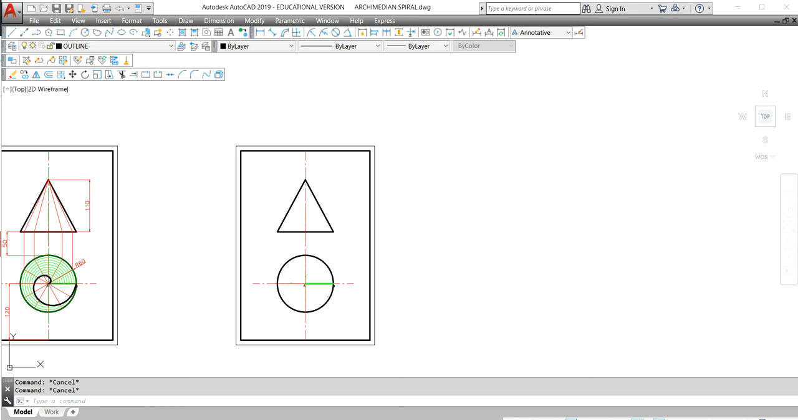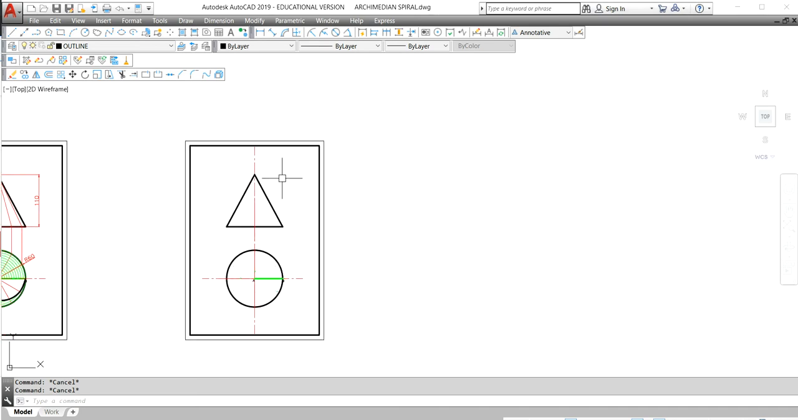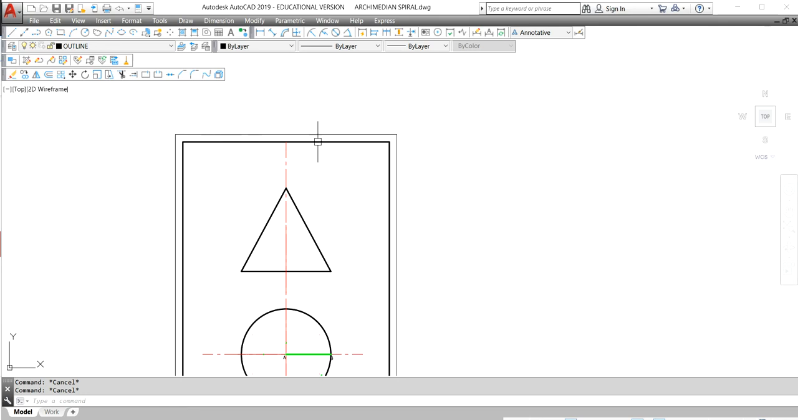Okay, we're gonna do the last part for Archimedean spiral. What I'm gonna do is an application for Archimedean spiral. For this exercise, we're gonna use the drawing board. We're gonna do it as a portrait, not landscape. So prepare a paper and draw just a border.